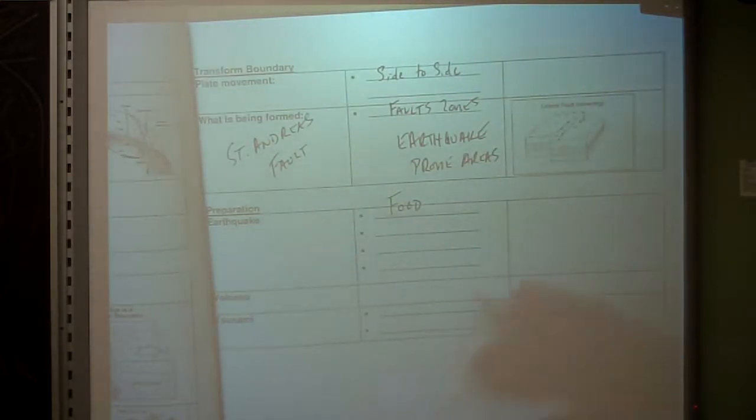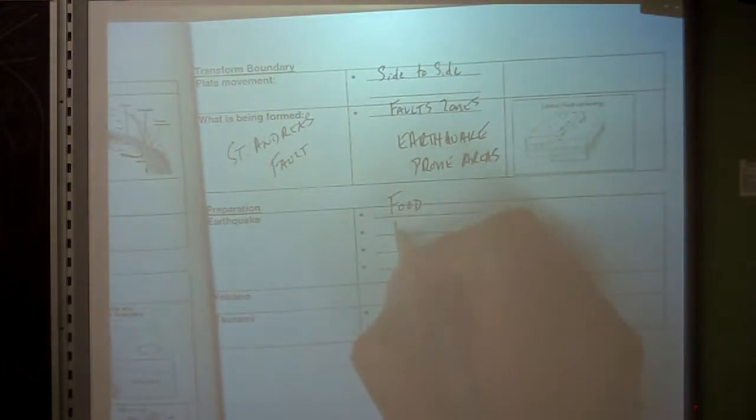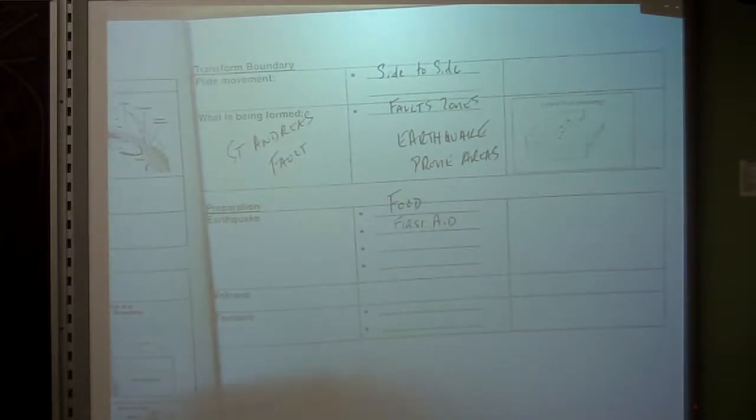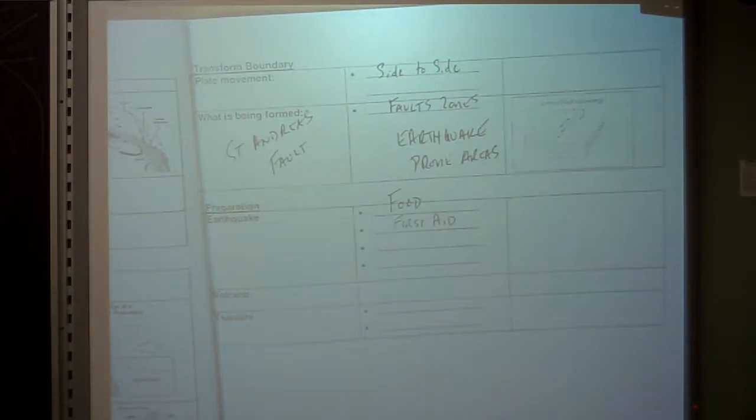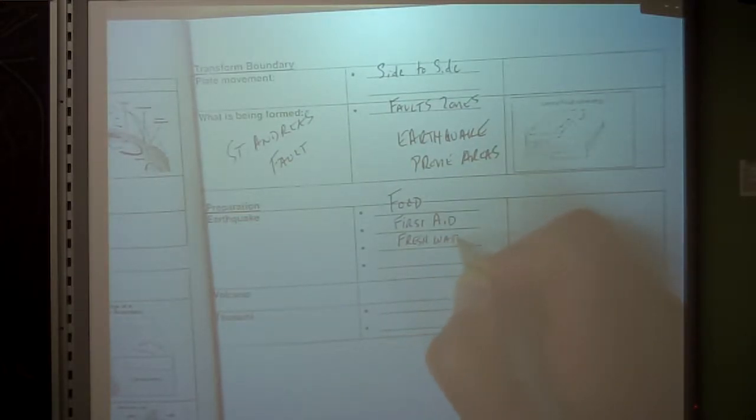So if you have an earthquake, if things are going with earthquakes, a lot of times you're going to need to prepare for that. So you want to have food. You want to have a first aid kit with you. Maybe in that first aid kit you have medicine, you have things that you're going to need, like bandages and things for people who get sick. You might want to have fresh water too, because a lot of times the earthquake might cause the water lines to be destroyed or damaged.